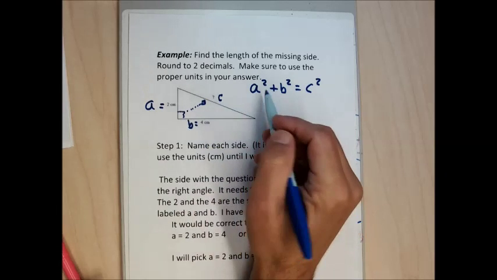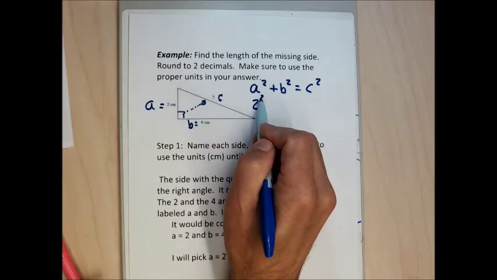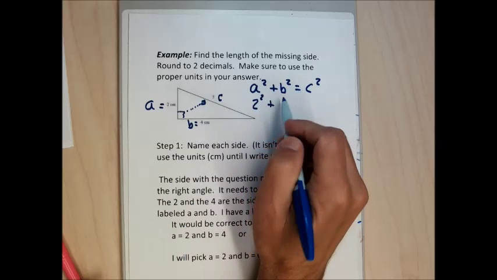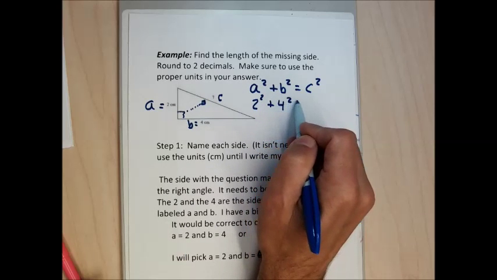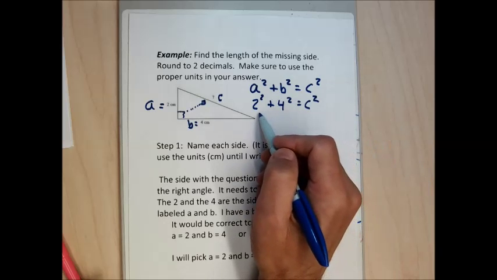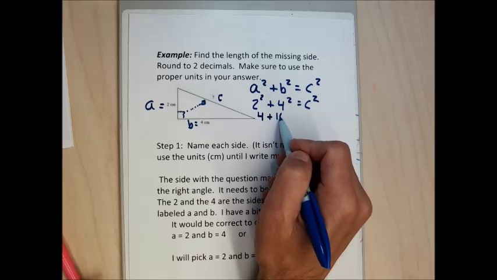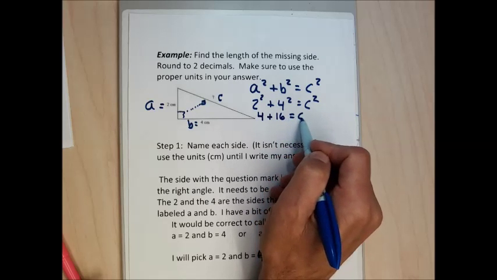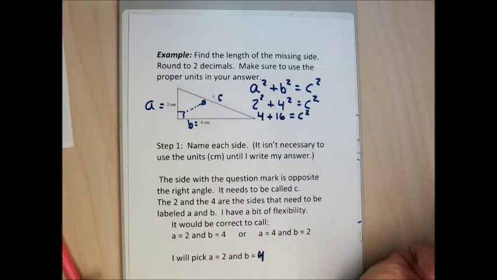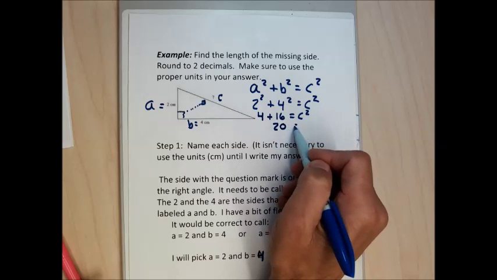So to find the missing side, I'm going to do a squared, which is 2 squared, plus b squared, which is 4 squared, equals c squared. This is pretty easy math. I'm not going to get my calculator out just yet. 2 squared is 4. 4 squared is 16. So I get c squared equals 4 plus 16. This gives me 20 equals c squared.